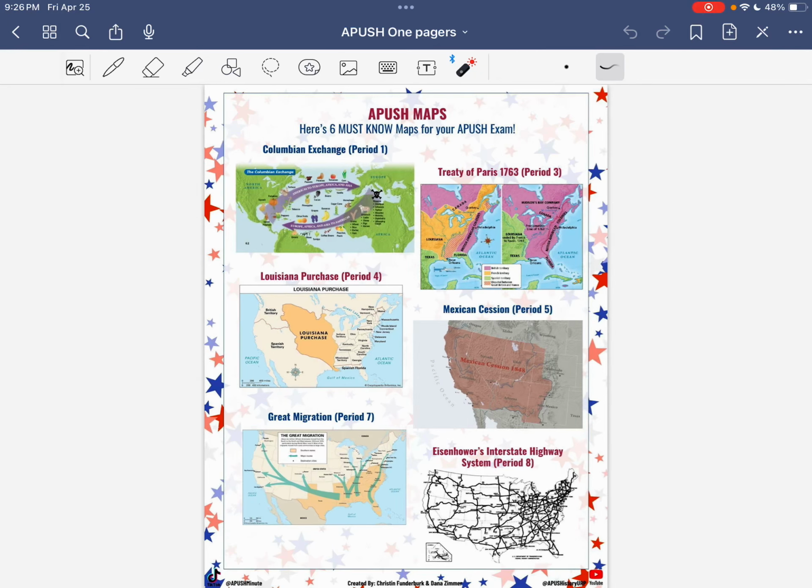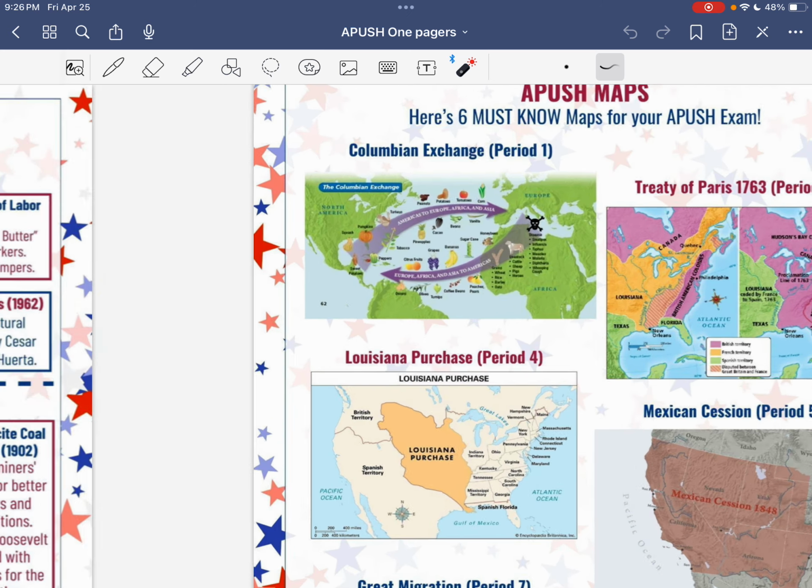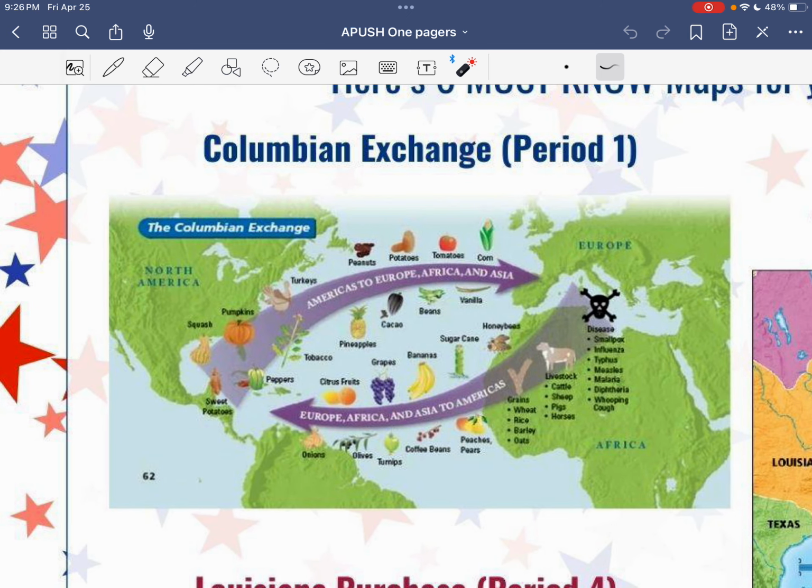All right, I'm going to go so fast through these. So these are important maps that you should know what they are about. We've seen all of these in class before.